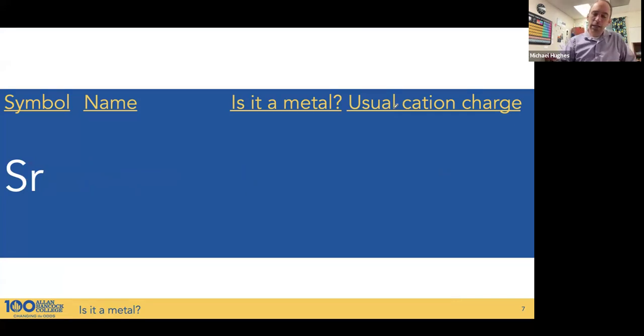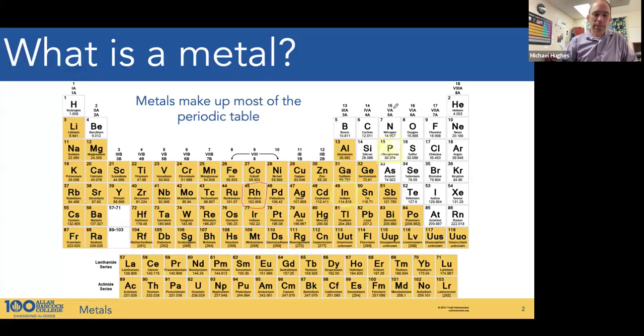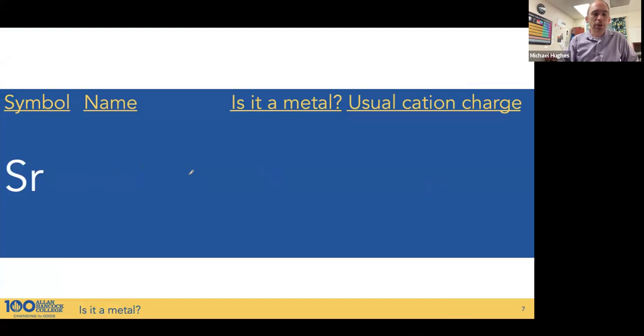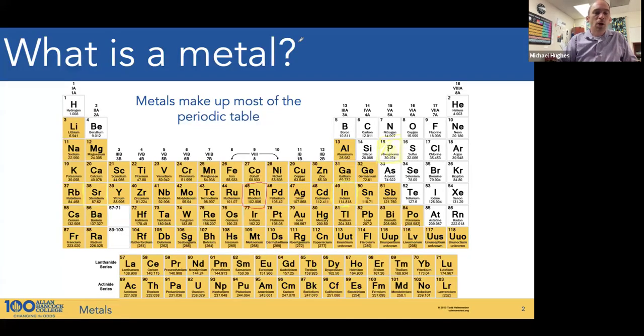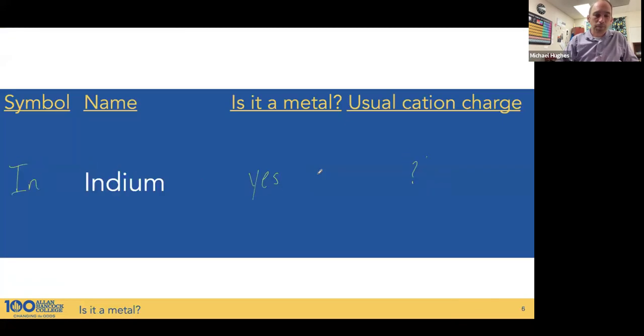Sr. Sr, is it a metal? So first of all, what element is Sr? Sr is strontium. Here in group 2 or 2A, element 38. It is an alkaline earth metal. So Sr is strontium. Is it a metal? Yes, an alkaline earth metal, always with a charge of +2. The alkaline earth metals all have a +2 charge, and also cadmium and zinc.